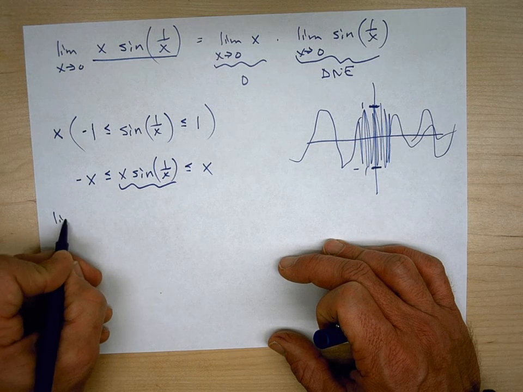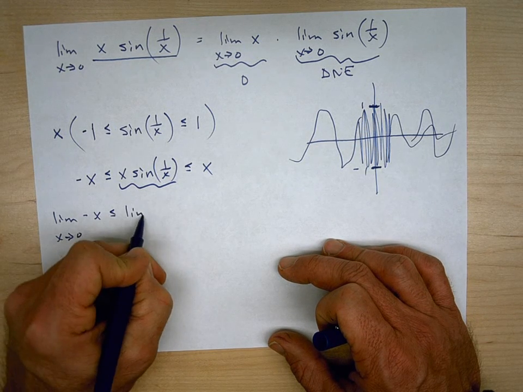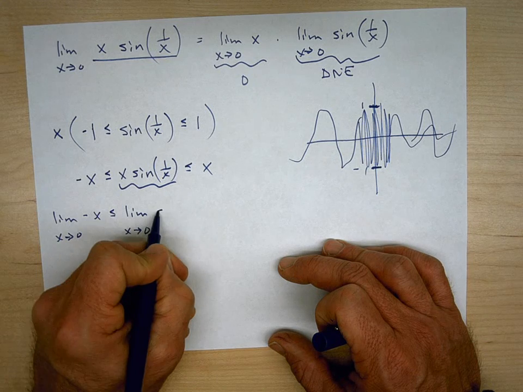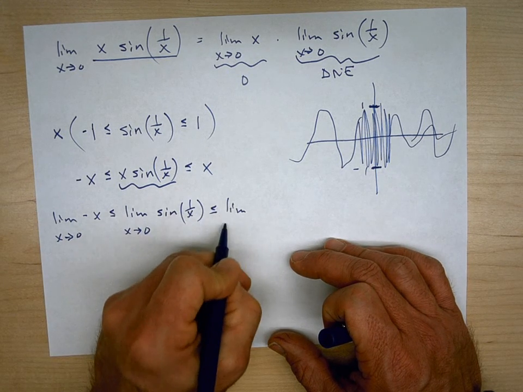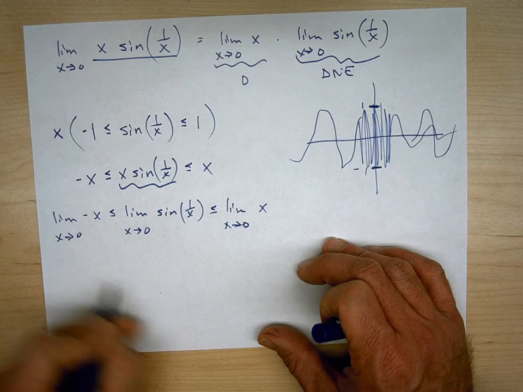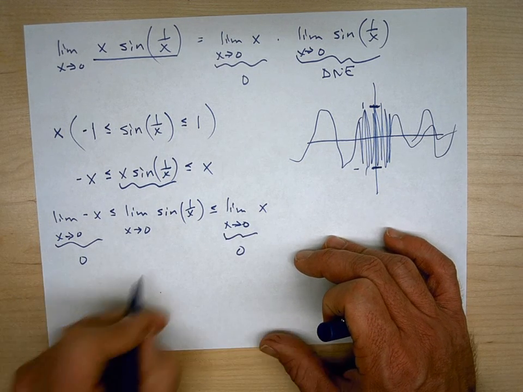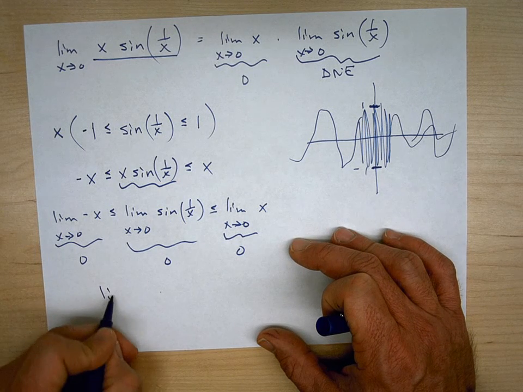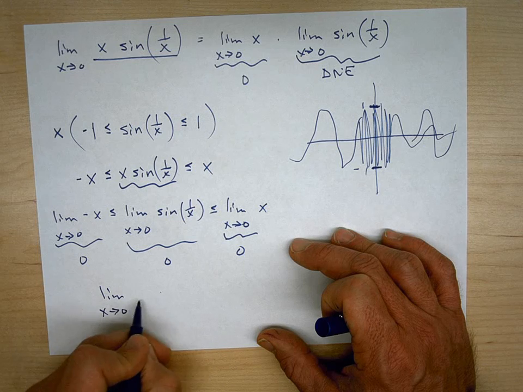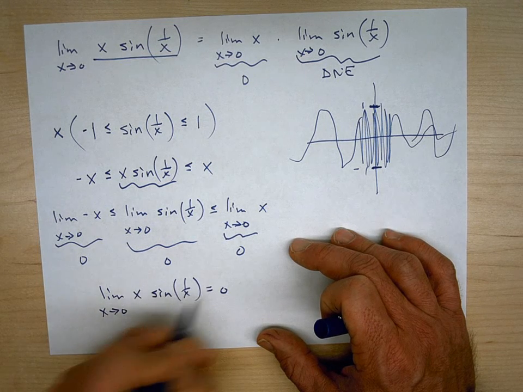Now, I can say the limit as x approaches 0 of negative x is less than or equal to the limit as x approaches 0 of x times sine of 1 over x, which is less than or equal to the limit as x approaches 0 of x. Now this I know is 0, and so is this. So that must also be 0. So we've actually shown now that the limit as x approaches 0 of x times sine of 1 over x equals 0 by the squeeze theorem.